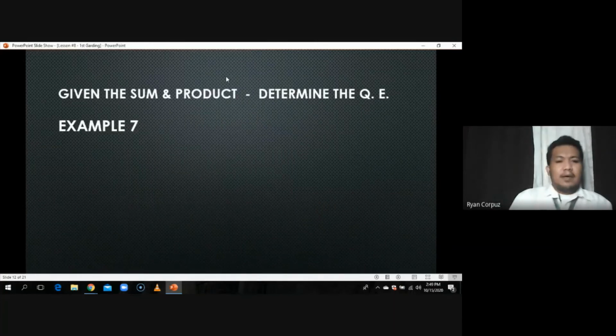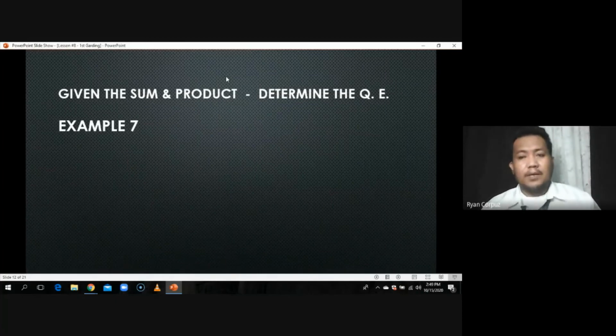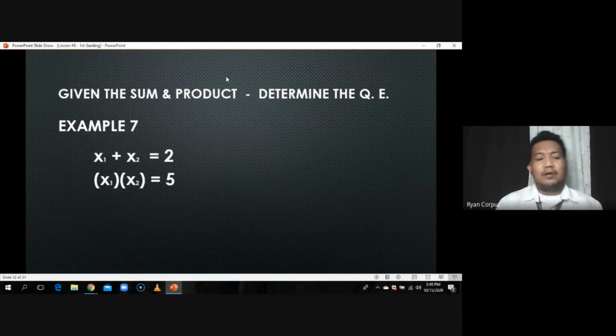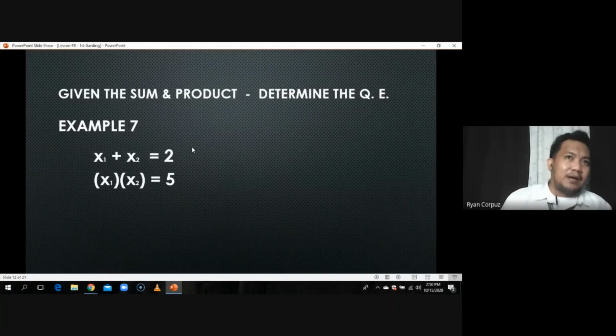Now, this time, let's do the opposite. So this time, given the sum and product of the roots, we are going to determine the quadratic equation. So how do we do that? Let's try it through example number 7. For example number 7, the sum of the roots is equal to 2, while the product of the roots is equal to 5. Here we will show, like earlier, that the numbers usually, if your A is equal to 1, the numbers of our sum and product, we also see in the given equation.